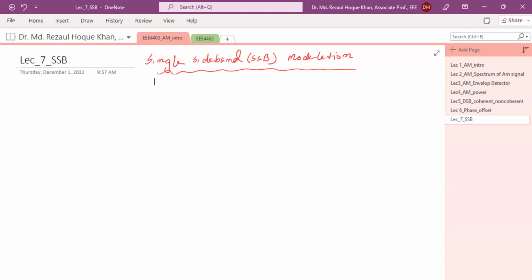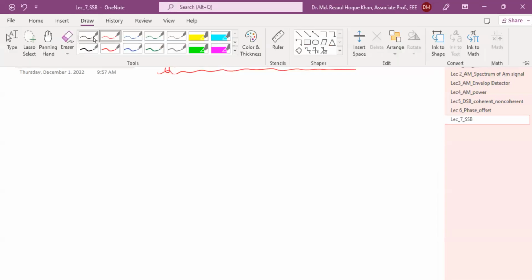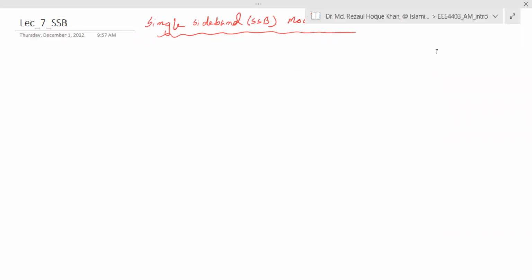So for that, let us consider a message signal m(t). We considered it earlier also, and let M(f) be the Fourier transform of this message signal m(t).